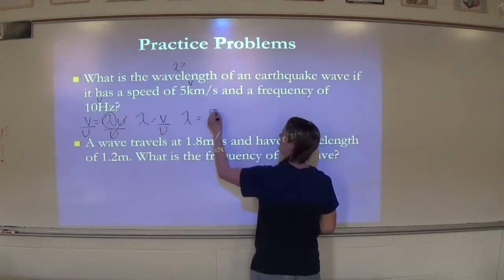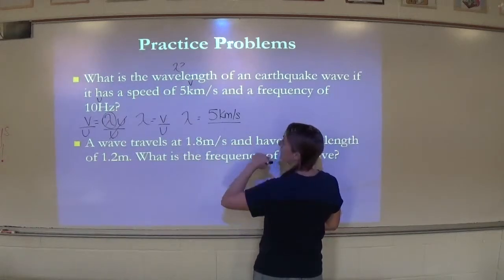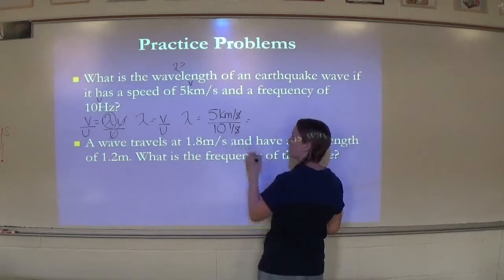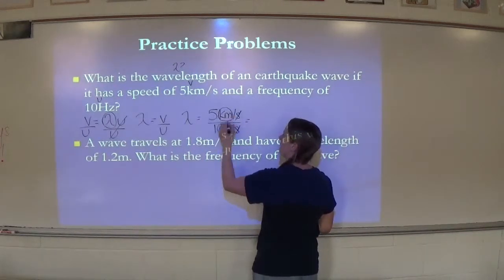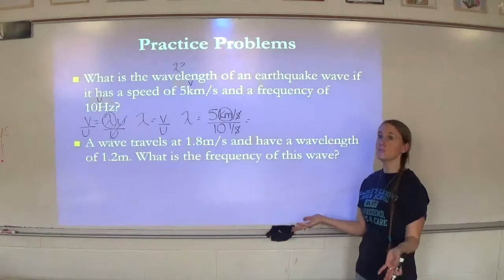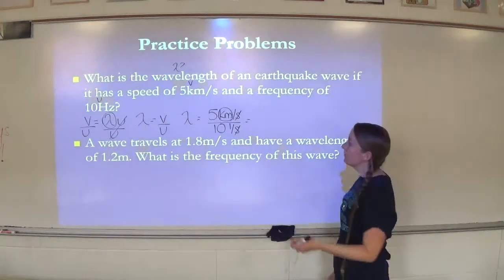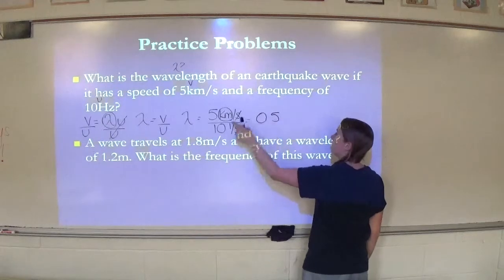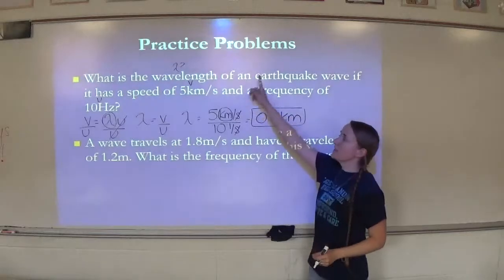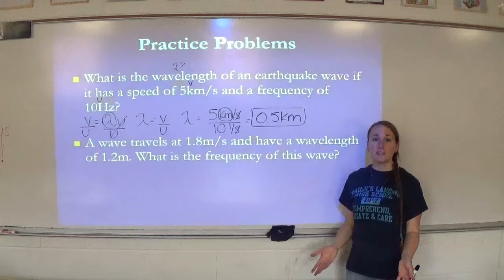So my speed is 5 kilometers per second. My frequency is 10 hertz, which is 1 per second. And so if you look, the seconds will cancel, and this time I'm left with kilometers. Remember I told you the wavelengths are a lot of times in meters, but not all the time. All right, so 5 divided by 10, of course, is 0.5, and then my unit that I'm left with is kilometers this time. Now, if it had asked me what is the wavelength in meters, then I would have to change that. But since it just says what's the wavelength, I can leave it in kilometers.